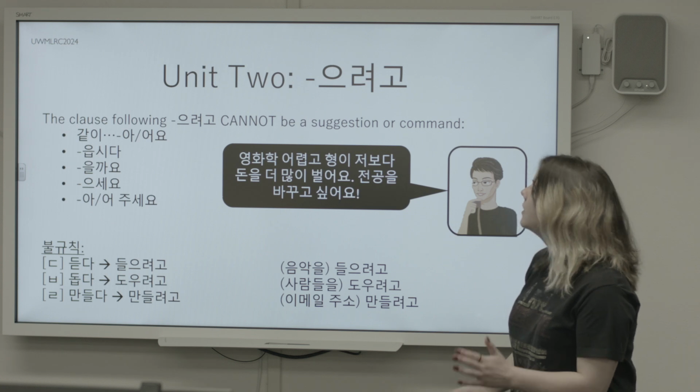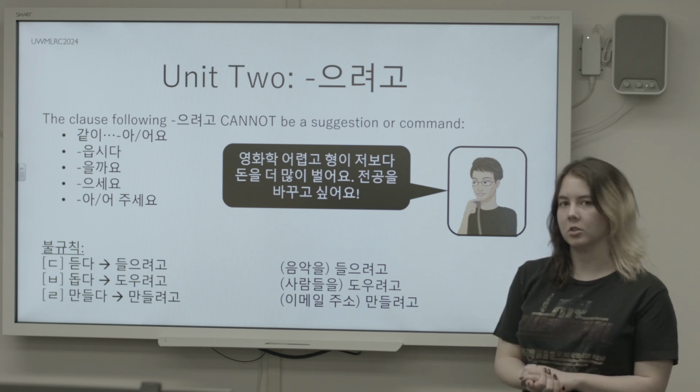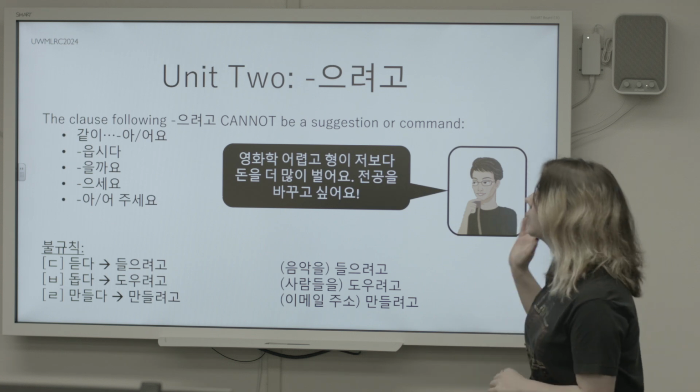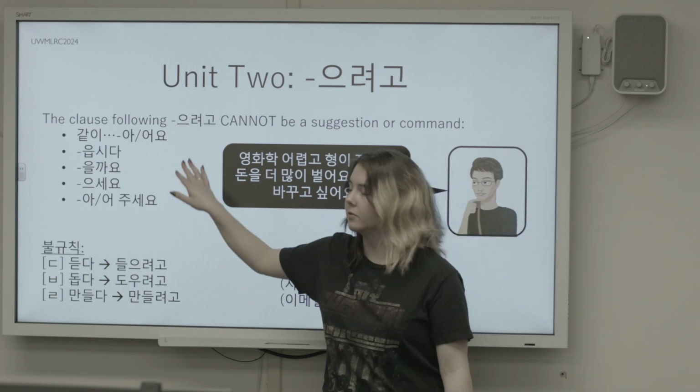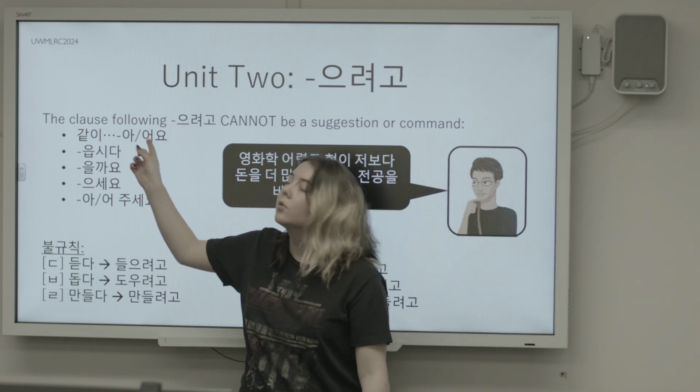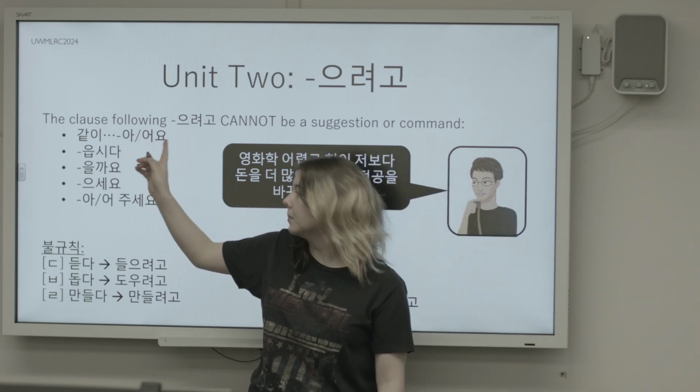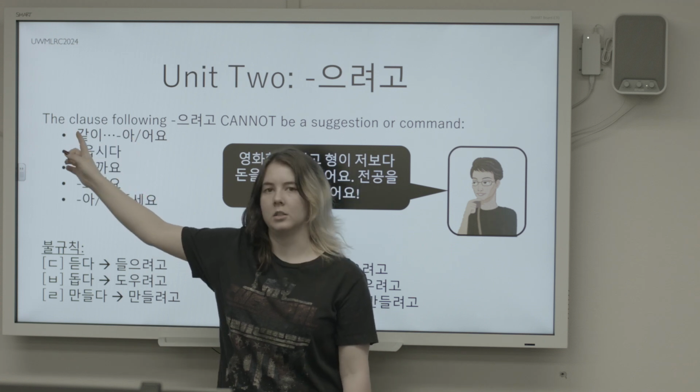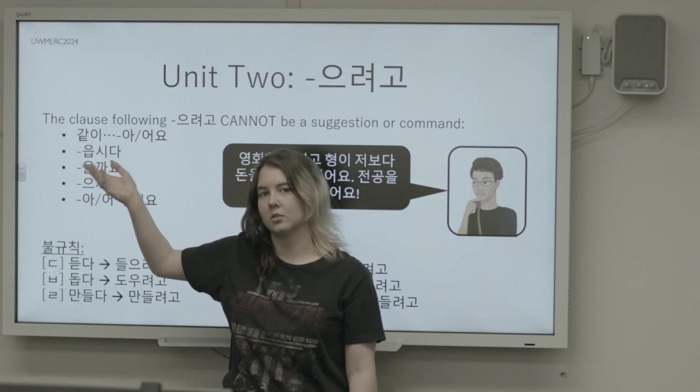The clause following 으려고 cannot be a suggestion or a command. So you cannot use it with any of these forms. You can use it with 아요, 어요, 해요 form by itself, but not if it's used in conjunction with 같이, together, because that implies a suggestion.